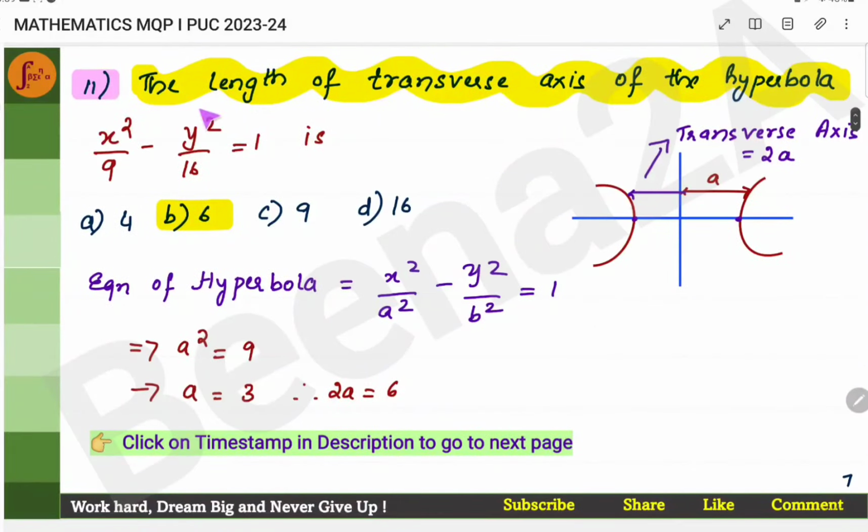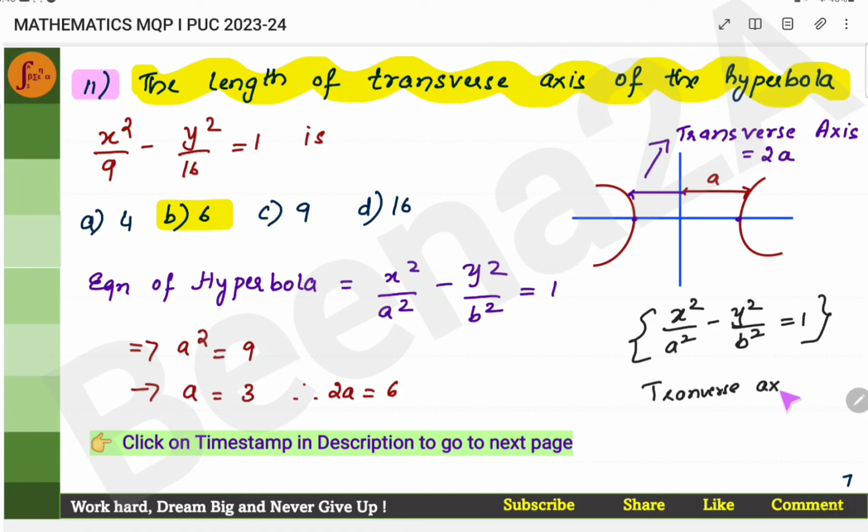Let's go to the 11th one. The length of the transverse axis of the hyperbola. What is the equation of the hyperbola? x square by a square minus y square by b square is equal to 1. And the transverse axis is nothing but 2 times a. In this hyperbola, this is a. 2 times this a is the transverse axis.